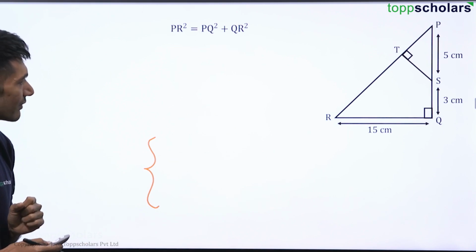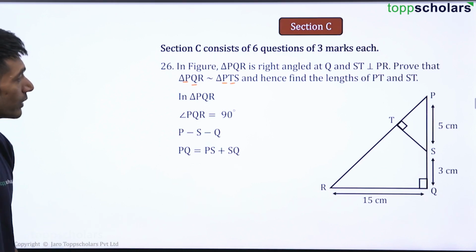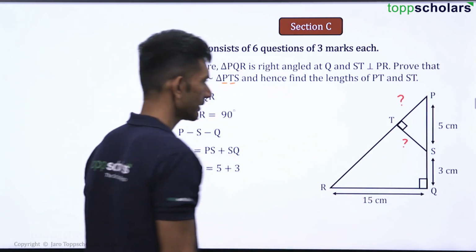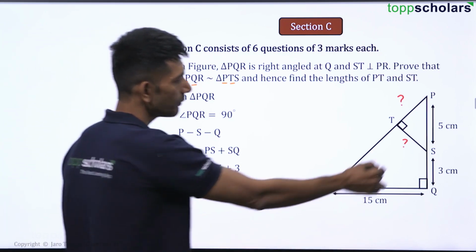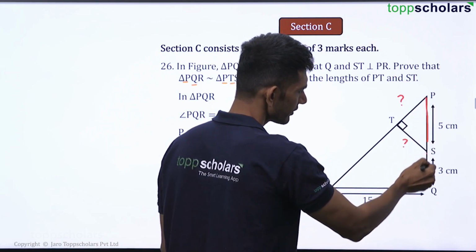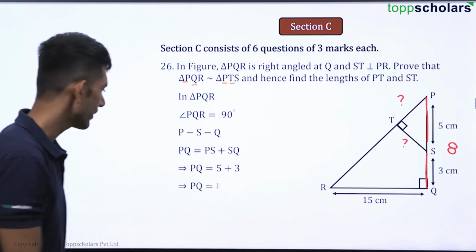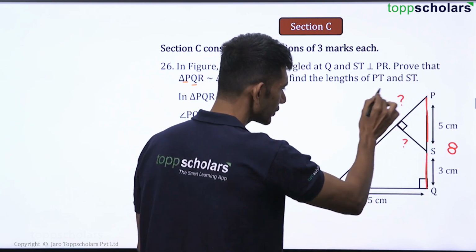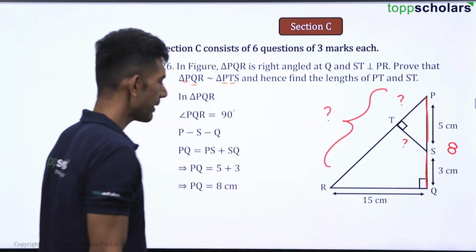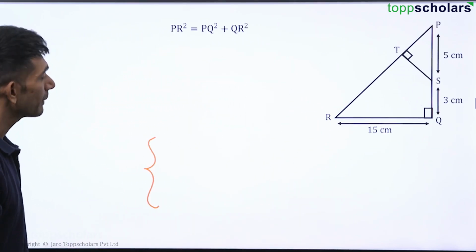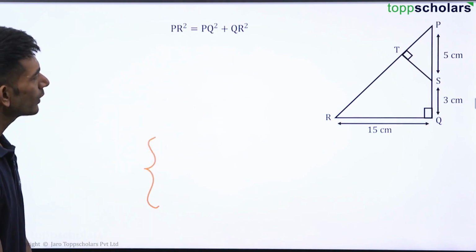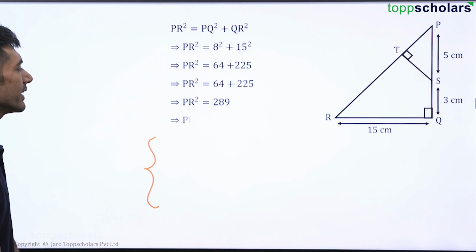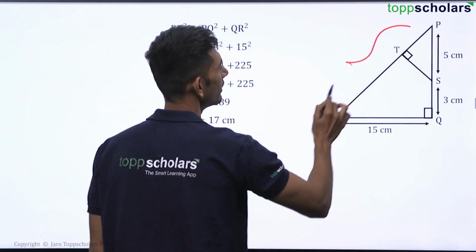Now, if you see the question, what else are we supposed to find out? We are supposed to find out some length, right? We are supposed to find out the length of PT. Length of PT. And then we are supposed to find out the length of ST. Correct? Firstly, what will be the length of entire PQ? If this is 5 and if this is 3, the entire PQ is going to be 8, right? Now, if this entire is 8 and this is 15, how much will be the length of PR? Can I apply Pythagoras theorem? Yes. So by applying Pythagoras theorem, I can say that PR square is equal to PQ square plus QR square. So PR square is equal to 8 square plus 15 square. That is 64 plus 225. That is 289. Under root of 289 is 17. So PR is 17. So this entire part is 17.